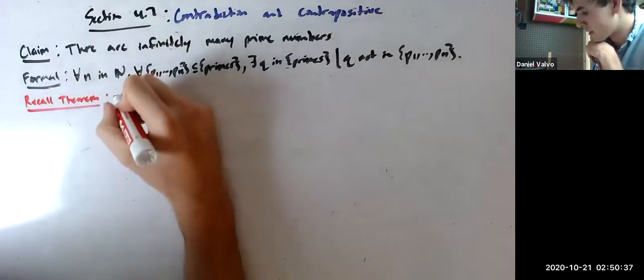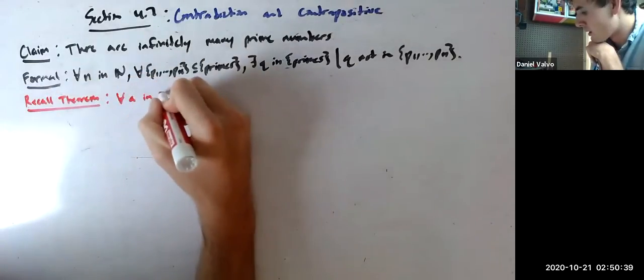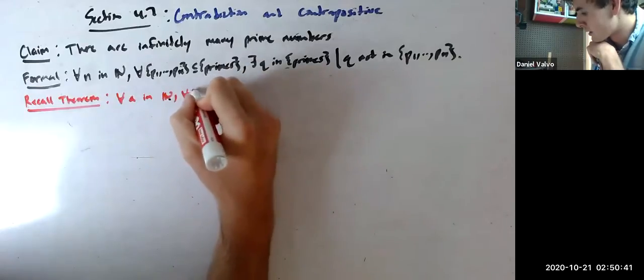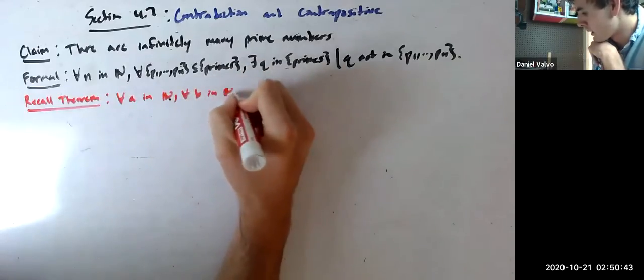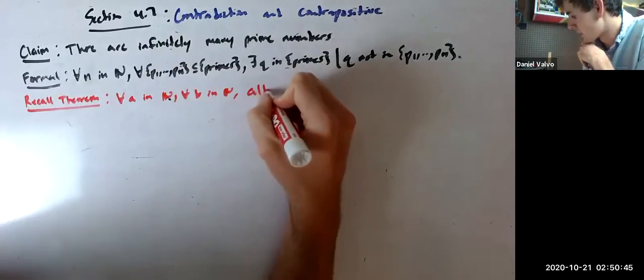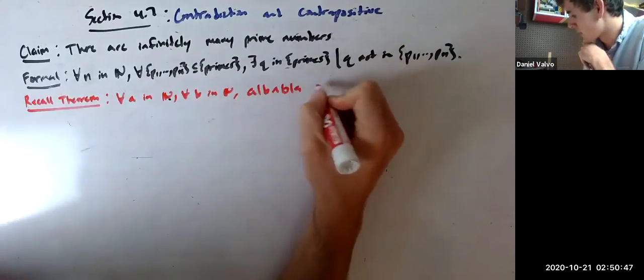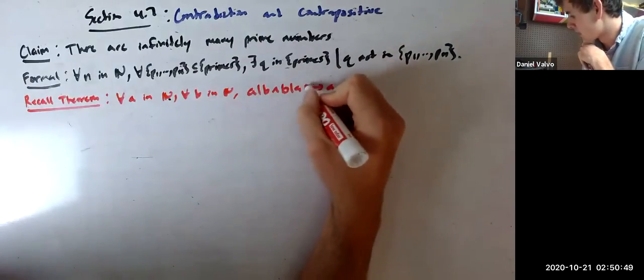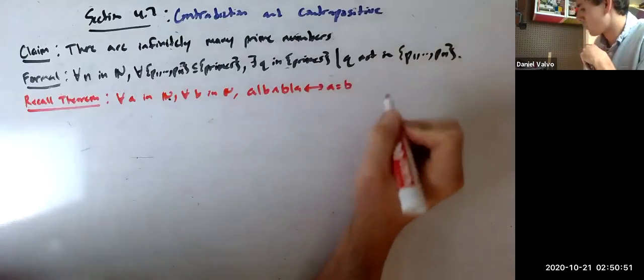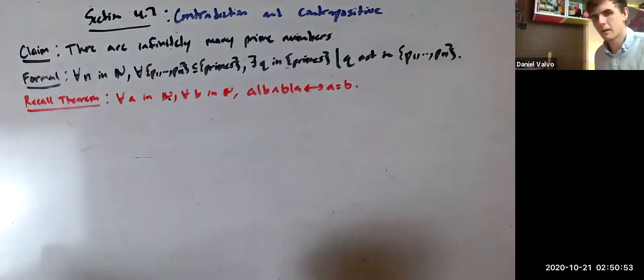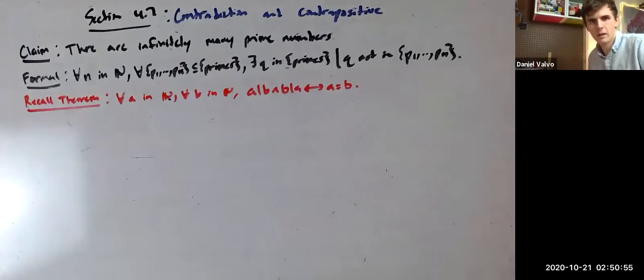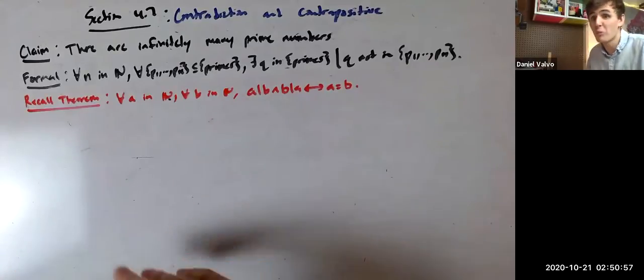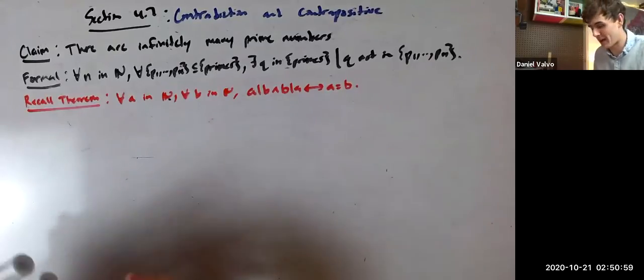That theorem is, for all A in the natural numbers and for all B in the natural numbers, A divides B and B divides A if and only if A equals B. Proved that one before, very nice. We're throwing everything at this. We're gonna use everything we have.